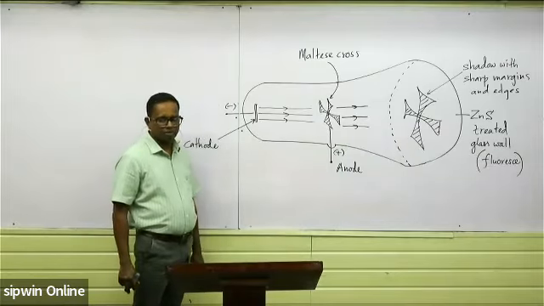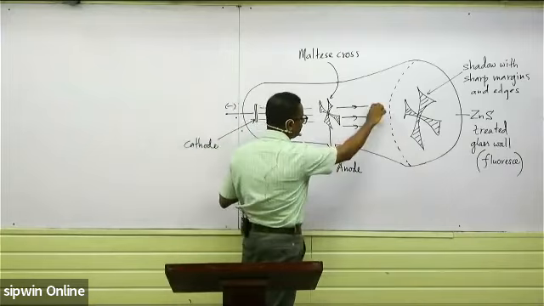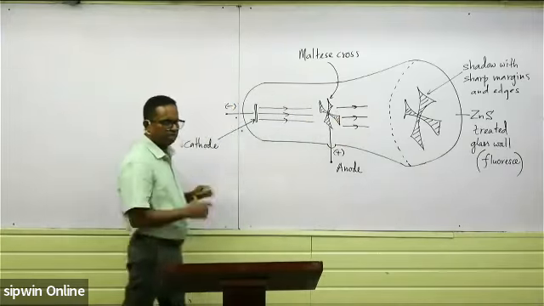Sometimes in your school labs, in these cathode ray tubes, a zinc sulfide treated plate is also used to observe the cathode rays.